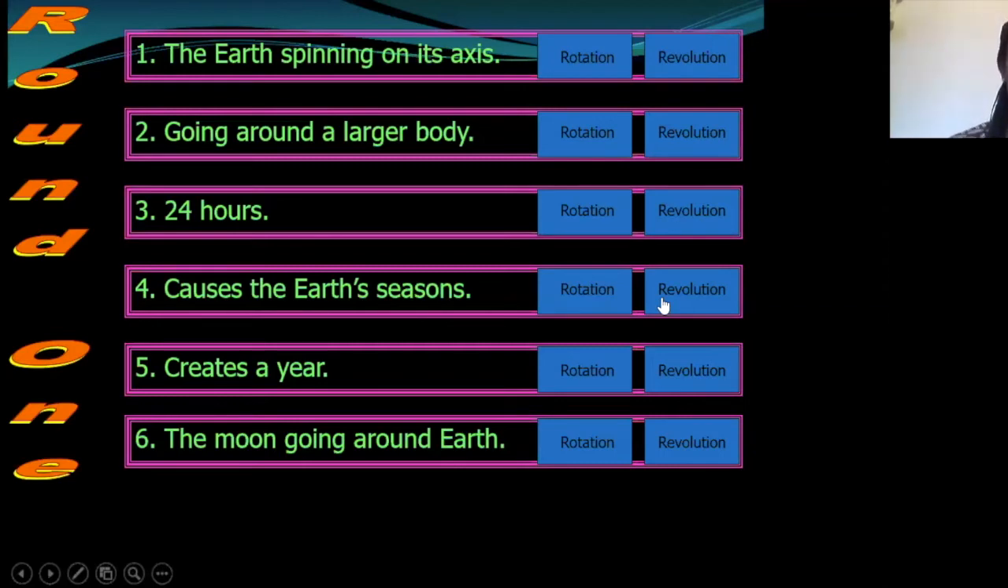We are on a roll. Number 5, creates a year, rotation or revolution? Okay, let's see what the answer is. Yes, revolution. The moon goes around the Earth, rotation or revolution?